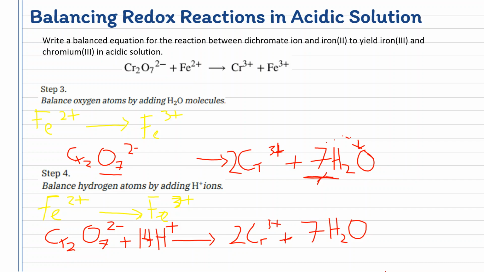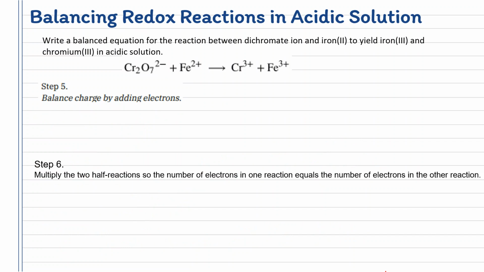we need to look at the charges. So first of all, let's look at the charges we have. Let's start with iron for step 5. Let me write the iron. That was what was in yellow. Our iron was Fe 2 plus, and now it is Fe 3 plus. We are balancing the charges by adding electrons.